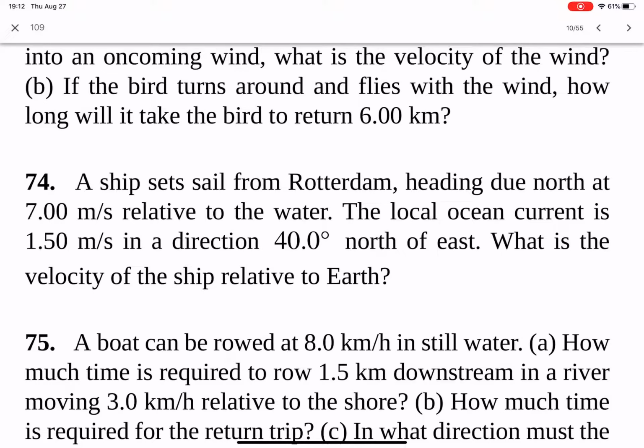Here we have one more problem related to the relative motion. Problem number 74. A ship sets sail from Rotterdam, heading due north at 7 meters per second relative to the water. The local ocean current is 1.5 meters per second in direction 40 degrees north of east. So what is the velocity of the ship relative to the earth?